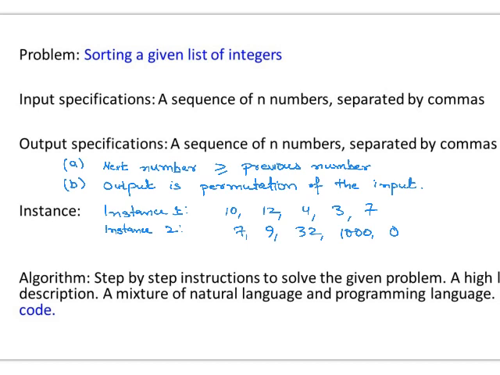But here what we are looking at is n is fixed, but we want n to be not fixed. We want our program to be able to tackle any number of numbers, right? To be able to tackle 5 numbers, 10 numbers, or 15 numbers. So in order to do that, we can modify the input specifications as the number n followed by a sequence of n numbers separated by comma.